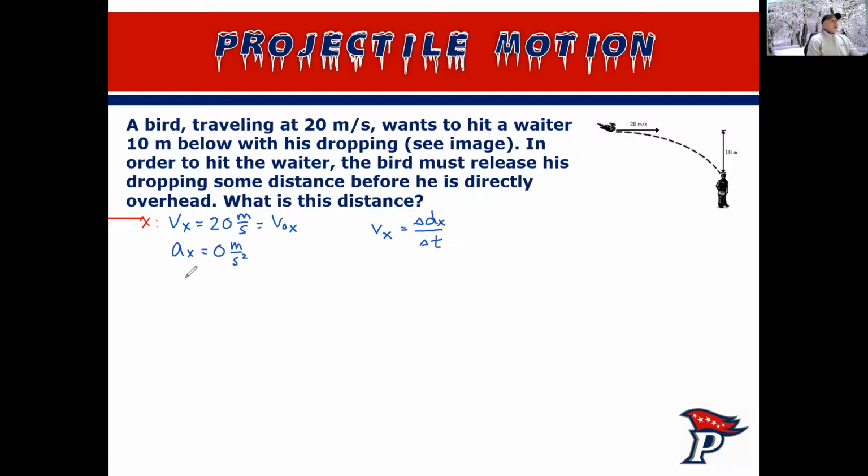What else do we know? Well, we know that in the Y direction, it's going to fall 10 meters. Again, down is negative, right? This is positive. This is negative. Again, you can make down positive, just like we did with free fall, if that's what you want to do. Now, what about its initial vertical velocity?